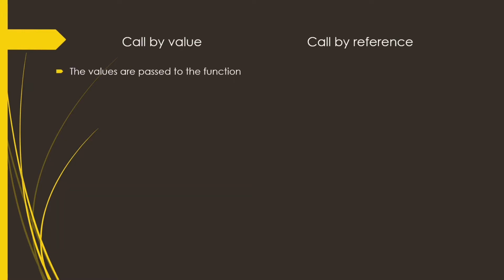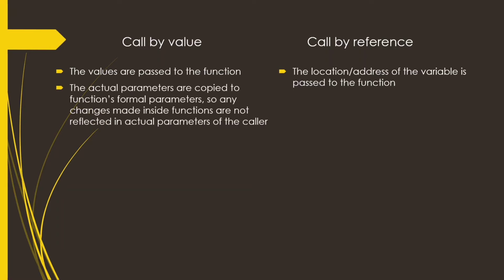In call by value, the values are passed to the functions, which means that the actual parameters are passed to the functions, while in call by reference, the location or the address of the variable is passed to the function. In call by value, the actual parameters are copied to the function's formal parameters, which means that the actual and the formal parameters are stored at two separate memory locations, so any changes made inside functions are not reflected in the actual parameters of the caller.